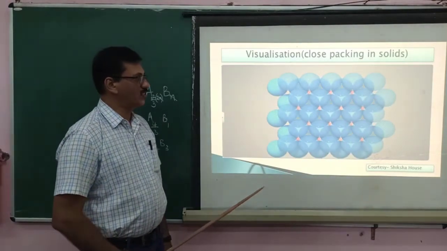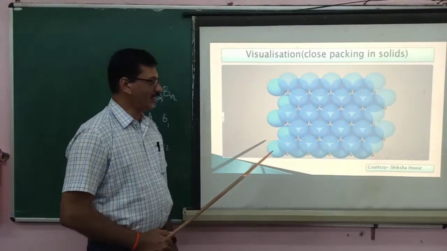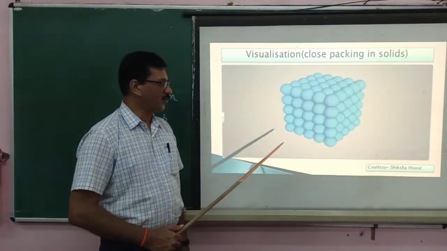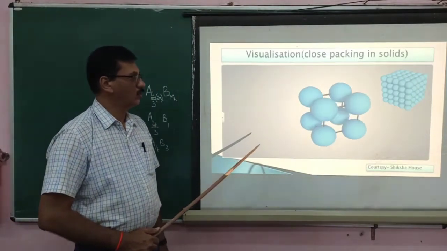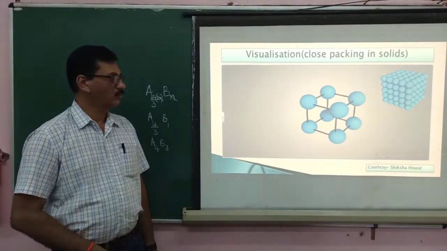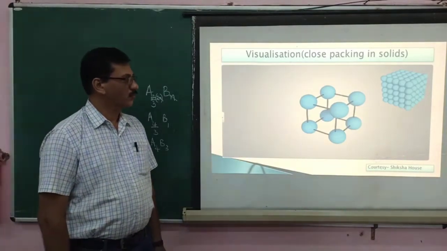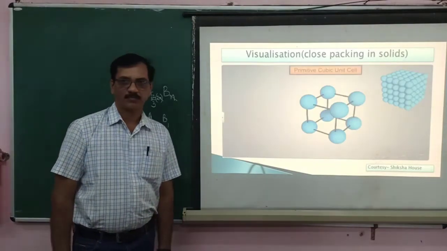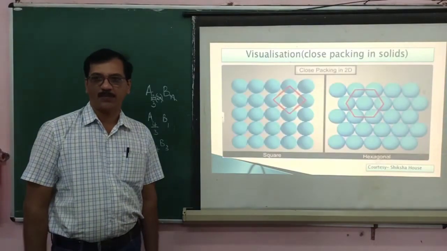See where the octahedral voids are and where the tetrahedral voids are. You can have a clear picture in this regard. So the unit cell was primitive type earlier.